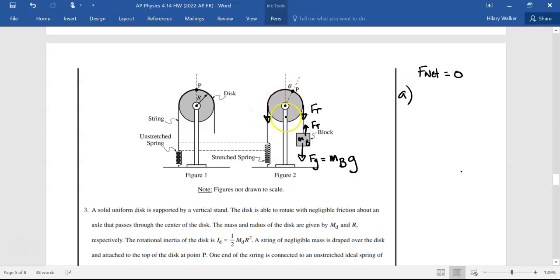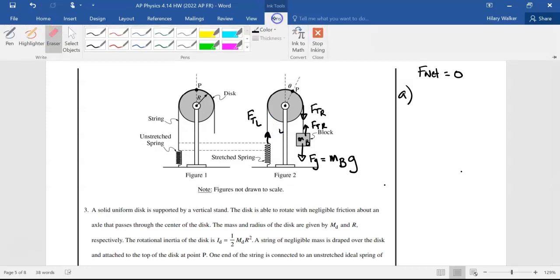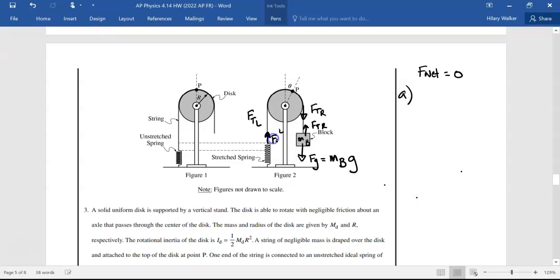So the thing directly touching this wheel is, again, the force of tension. I'll call this one the force of tension on the left, and the other one the force of tension on the right. The force of tension on the left pulling up on this is like tension, it's a rope, but it is the spring force right here. Actually, I should label this spring force because the spring is being stretched upwards. So we know the tension on the left is equal to the spring force right there.